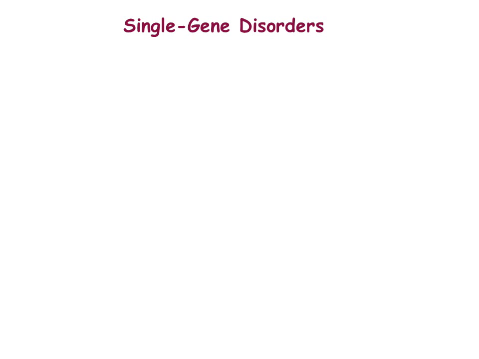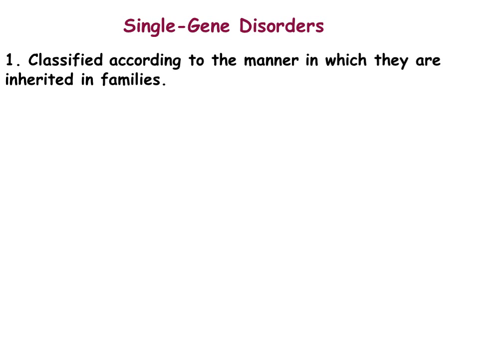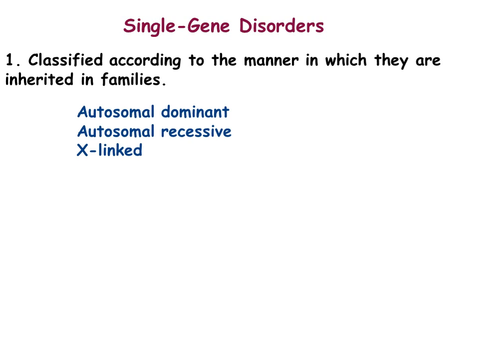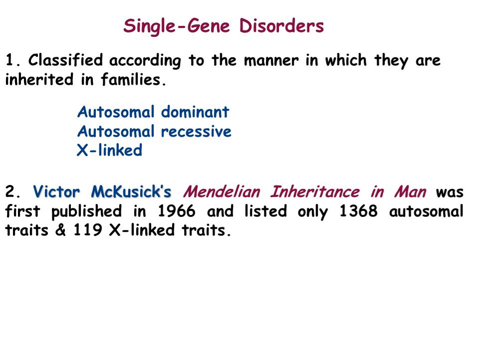So, what about the single gene disorders? They're the ones that Mendel was looking at when his pea plants had independent assortment of different characteristics. They're classified according to the manner in which they are inherited in families. They can be autosomal dominant, autosomal recessive, or X-linked, or even Y-linked, although that's rare. It's important that you get the idea of autosomal cleared up early on, and we're going to do that in Chapter 2 in just a short bit.